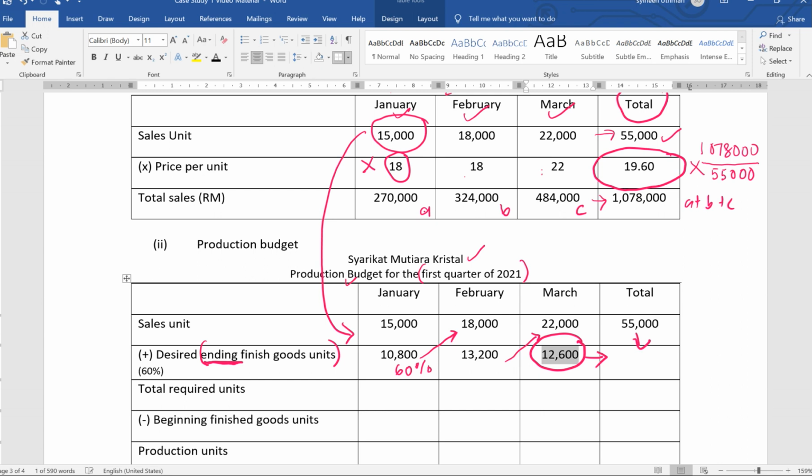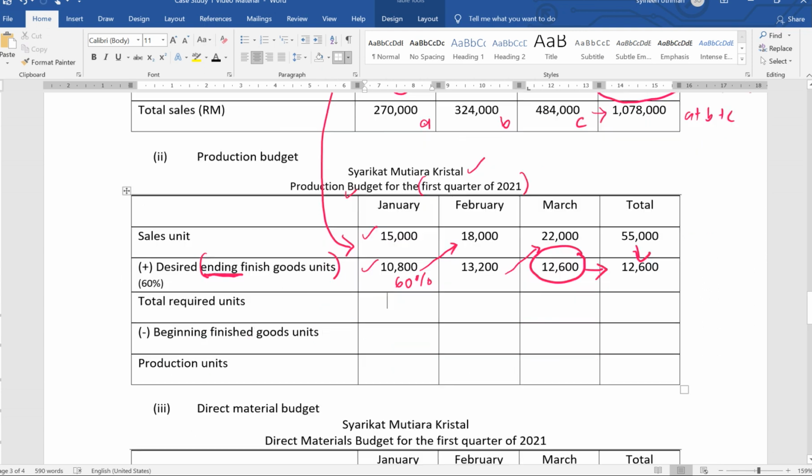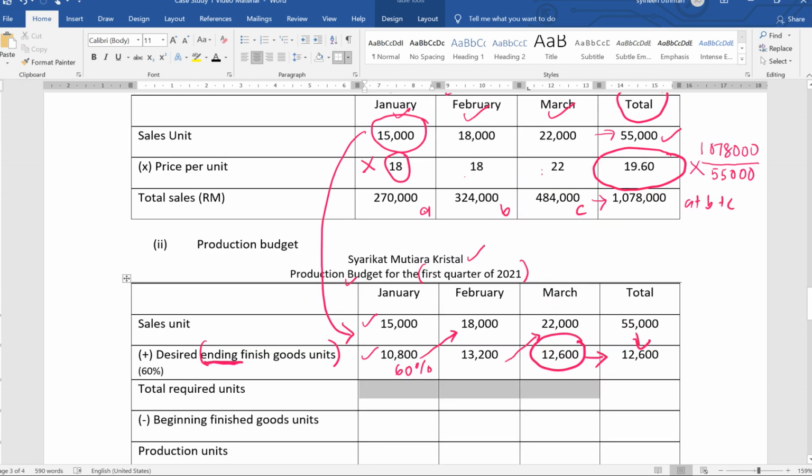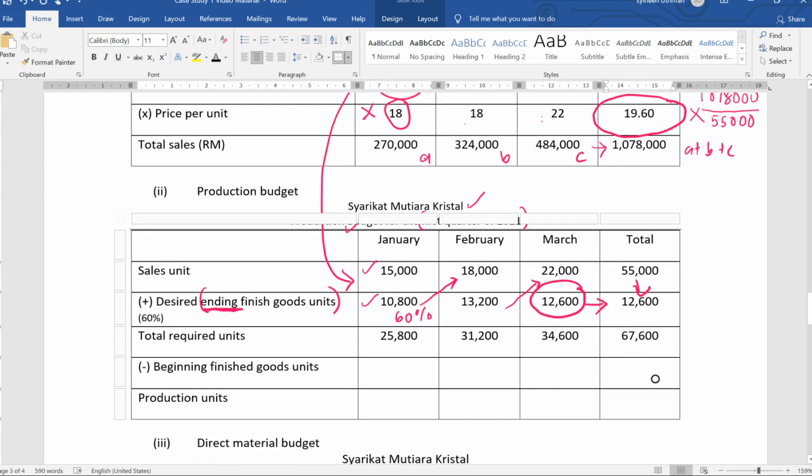Here. Alright. So your ending inventory will be 12,600 juga. Okay, alright. So total required unit maksudnya 15,000 sales unit ni campur dengan ending inventory projected just now. So you akan campur. So kita akan dapatlah jumlah untuk total required units. So maksudnya this is the unit yang kita perlu keluarkan untuk first quarter of 2021. Okay, so now we're going to find the beginning inventory.